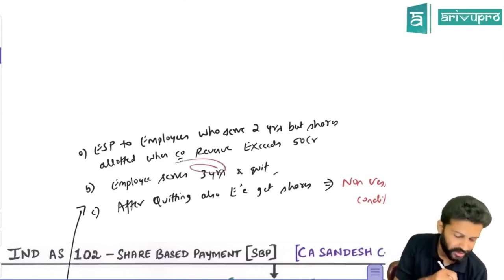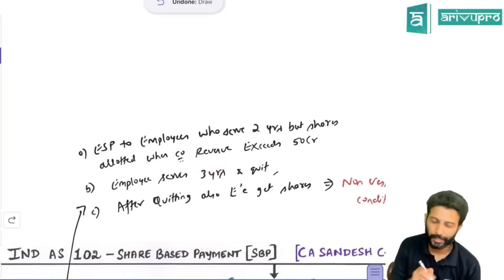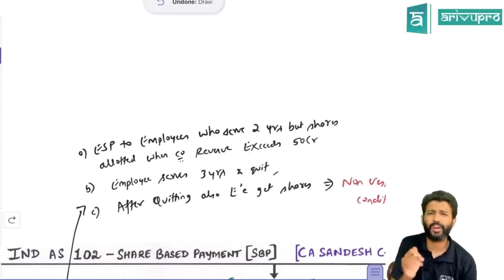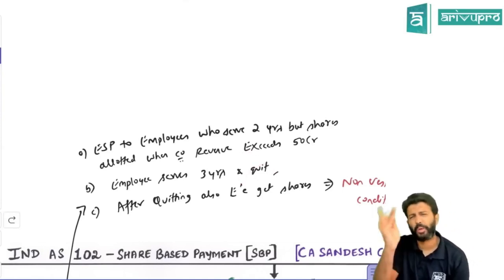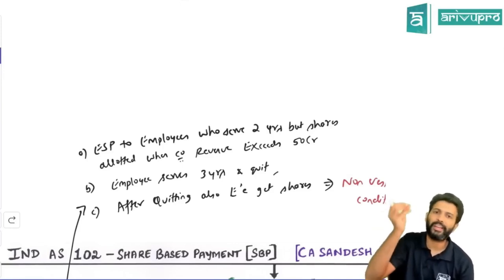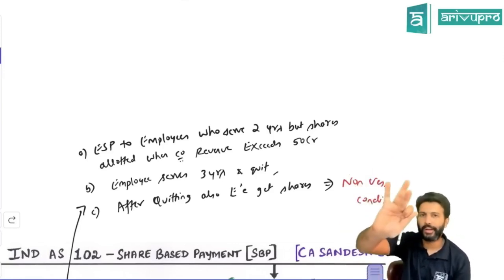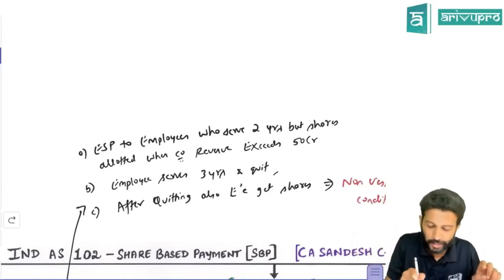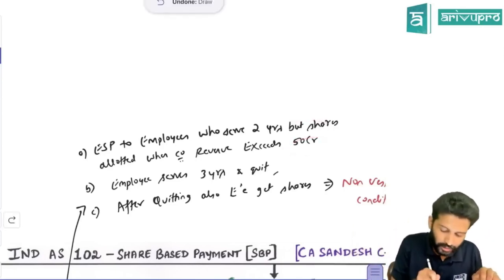Suppose one employee is there, sir. He served for 3 years. That means, is he eligible to get the shares? Yes. And he quit. He quit because the revenue of the company still was not achieved. By the end of the third year also, sir, the revenue of the company did not exceed 50 crore. So though all the employees have fulfilled their service criteria of 2 years, the company has still not given the shares because the revenue has not crossed 50 crores.